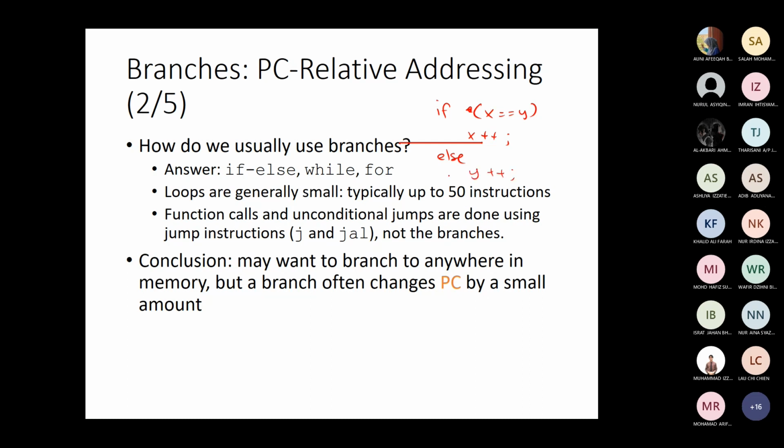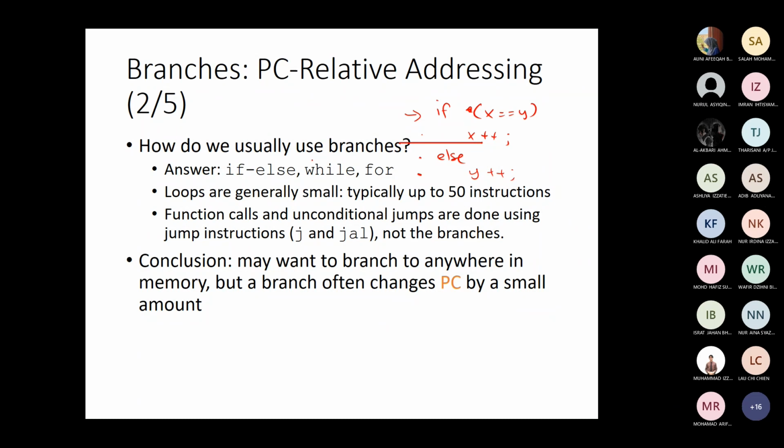So how many instructions do we need to jump? Let's say we are here. If it's false, we need to jump over the first instruction, second instruction, third instruction here. So we need to jump to the third instruction to execute. Like that. So loops are generally small, typically up to 50 instructions.